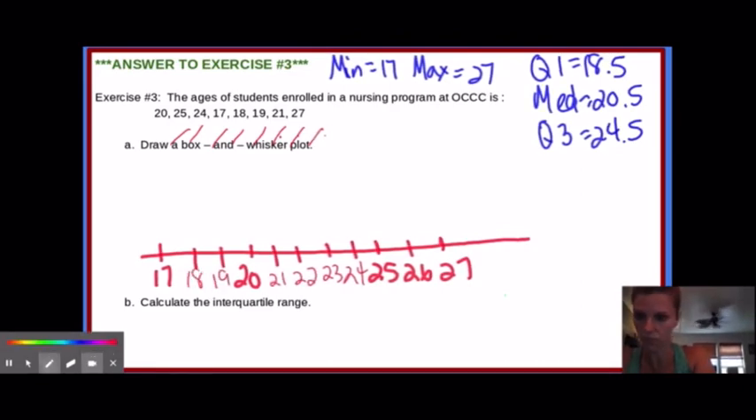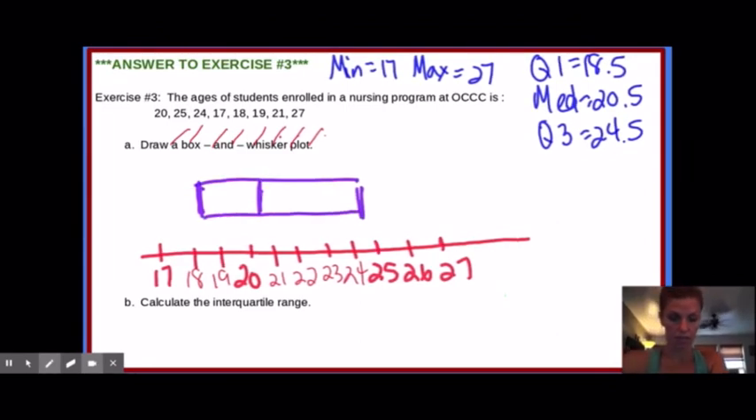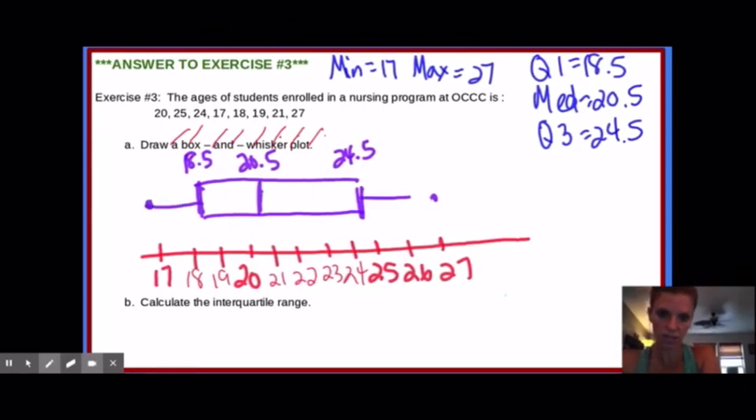All right, let's do the box first. So again, quartile 1 was 18.5, so in between 18 and 19. Median is 20.5, so right here. Quartile 3 is 24.5, so here. There's your box. If you're as sloppy as I am, you might want to write those numbers above. Not that you have to, but it doesn't hurt, so I can see them. There they are, okay? Minimum number was 17, or minimum age. Oldest person in this particular class is 27. There you go. Okay, there's your box and whisker plot.